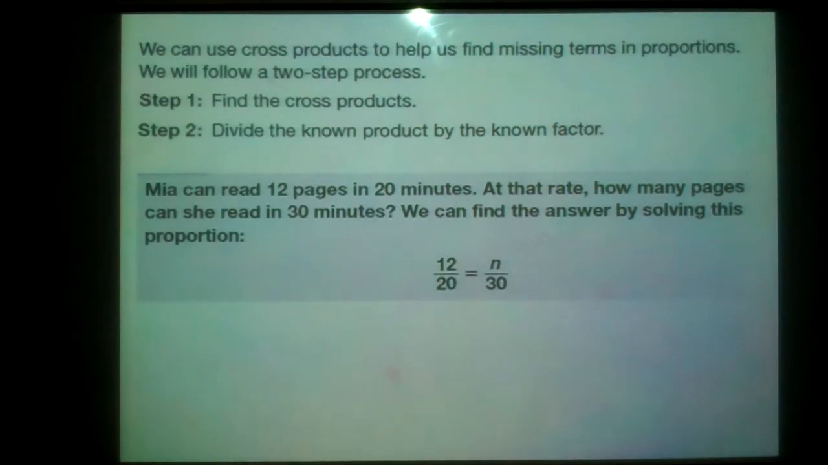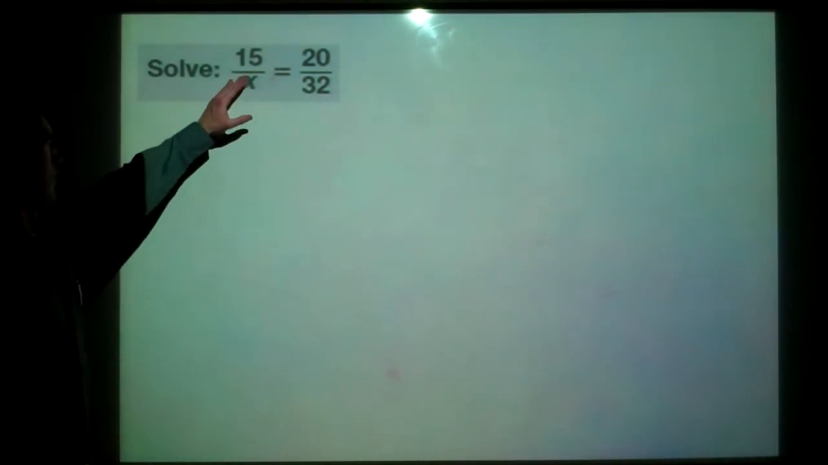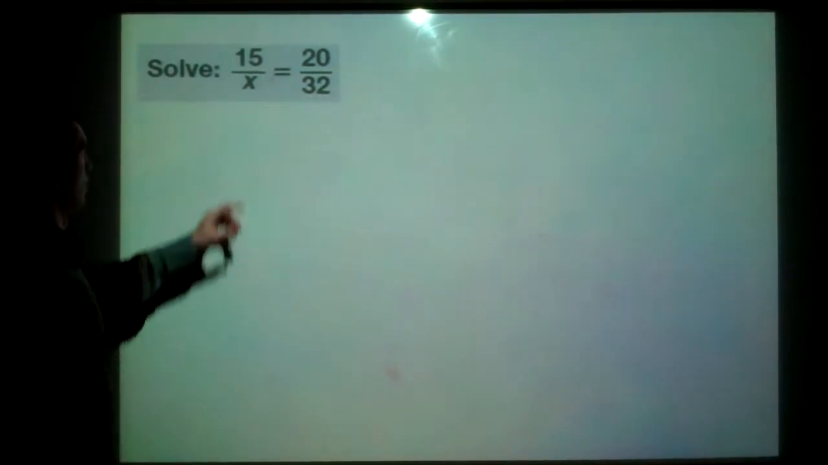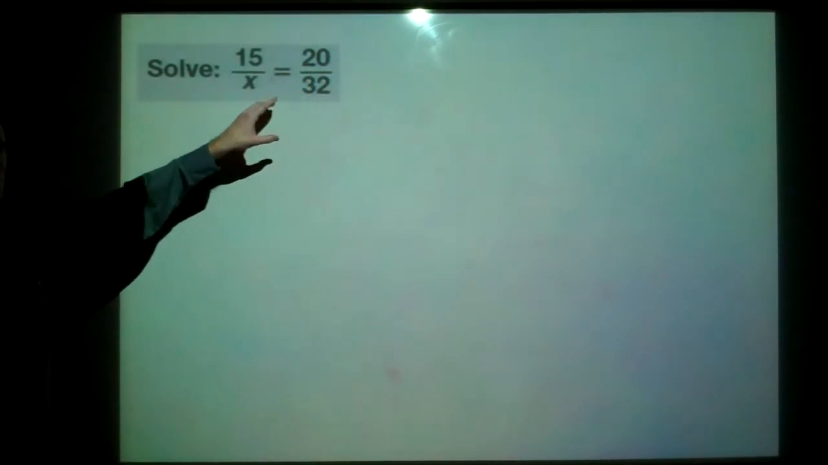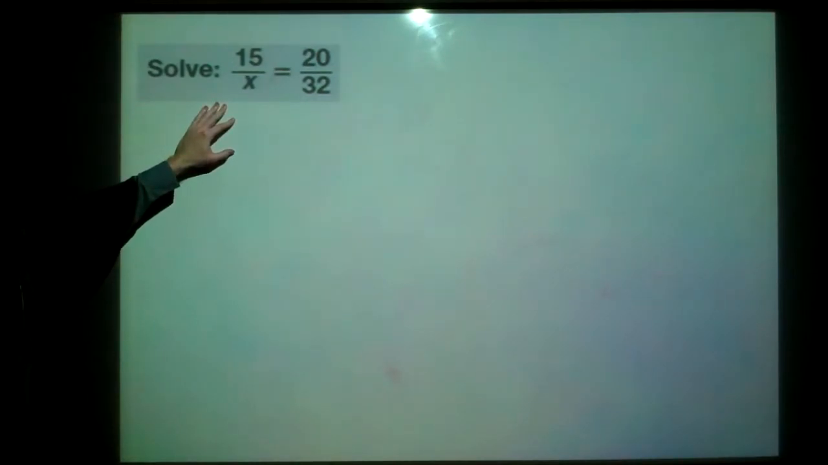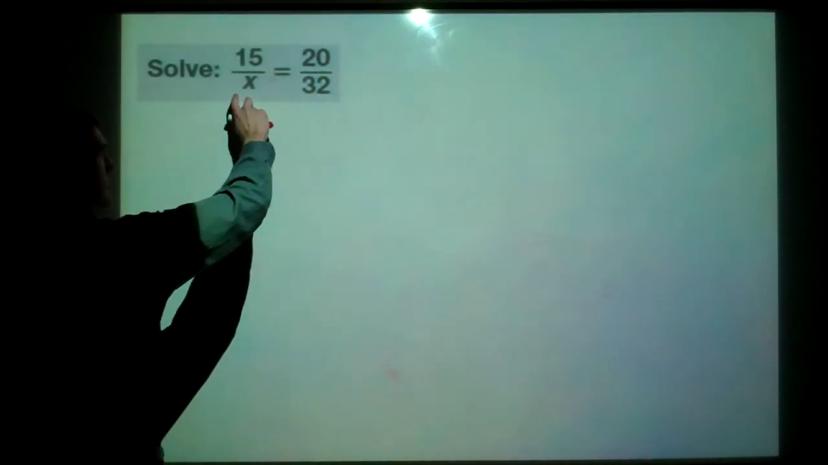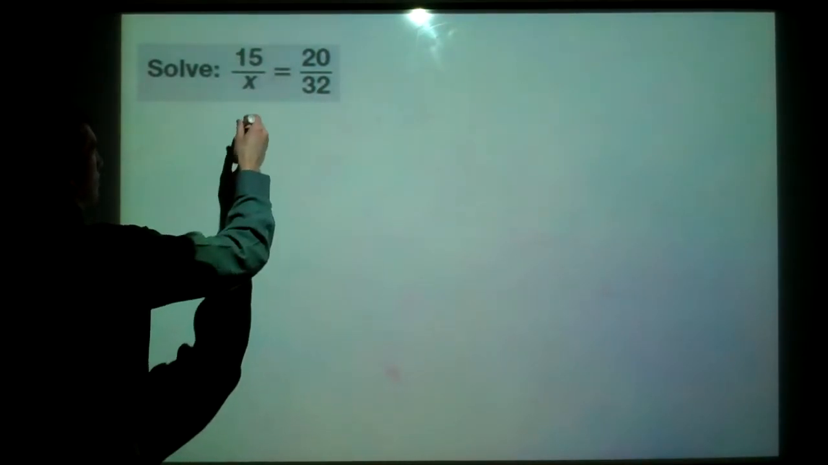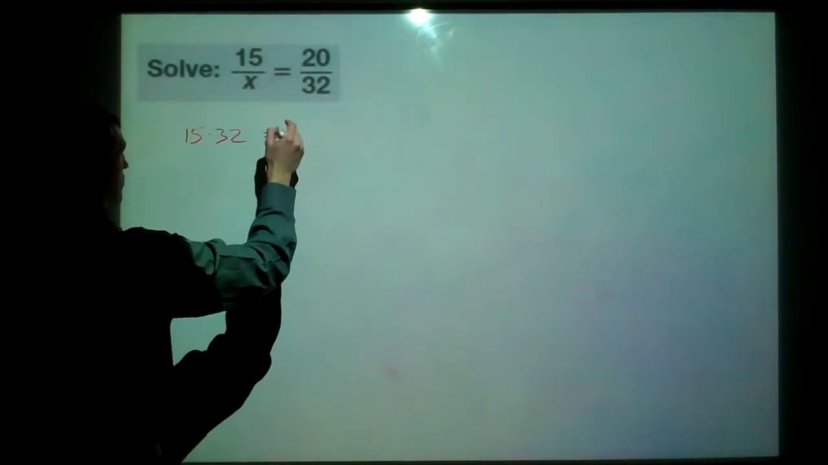But one thing we can always do is do the cross products and then figure it out from there. So, if we look at this one, 15 over x equals 20 over 32, we could always do the cross product. We could do 15 times 32 and then divide by 20. The shortcut there is cross multiply divide, is what they call it: 15 times 32 and then divide by the one that's across from the letter diagonally. So we would do 15 times 32, and that would be equal to 20 times x.